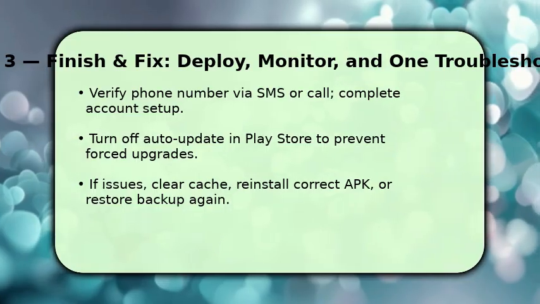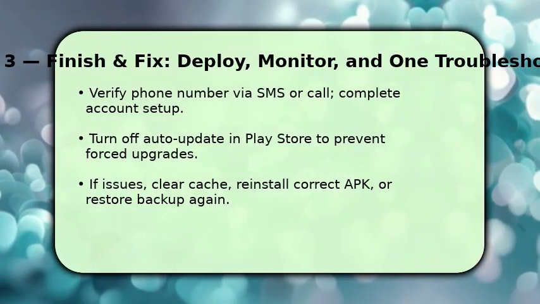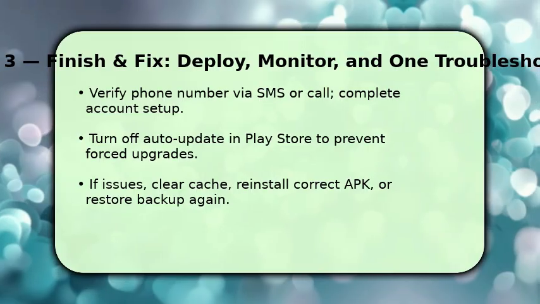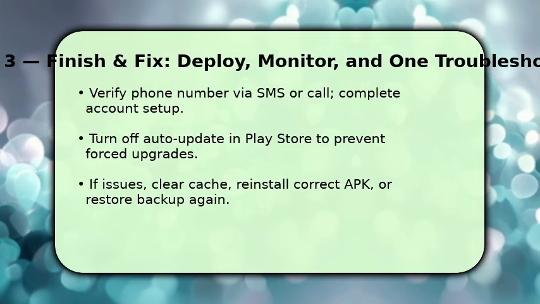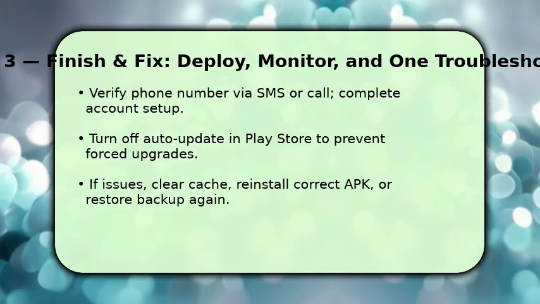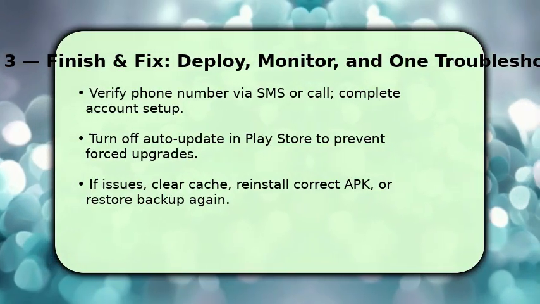If something goes wrong, clear the app cache, reinstall the matching APK, or restore the backup again. These steps fix most problems. If persistent errors appear, consider upgrading the OS or switching to a supported WhatsApp version.